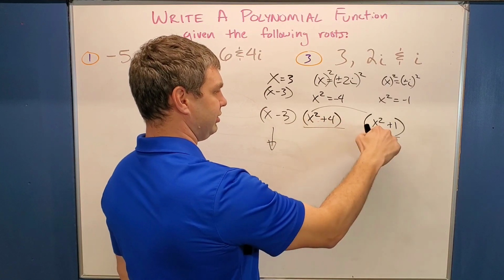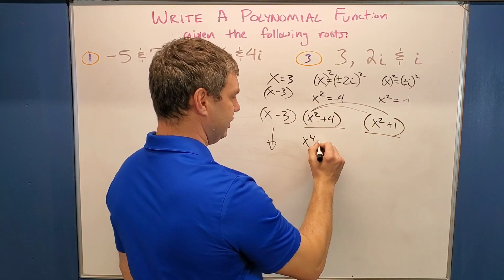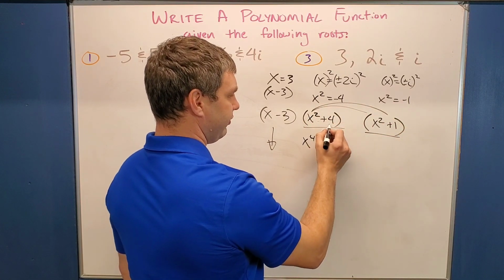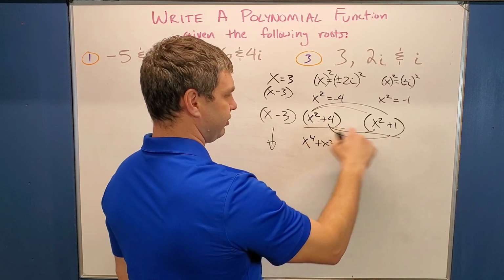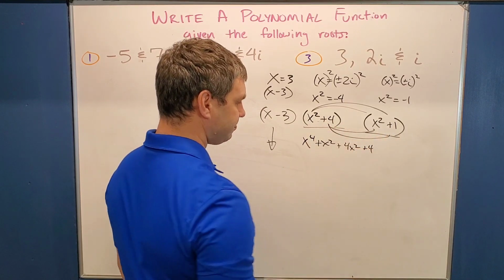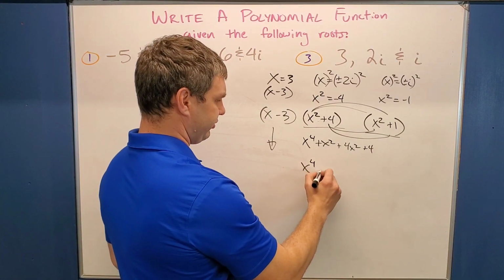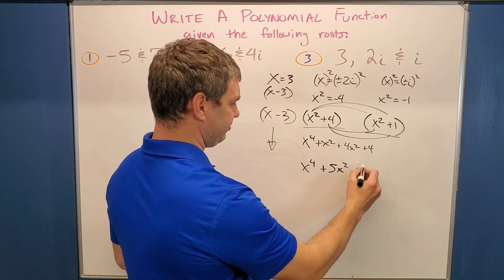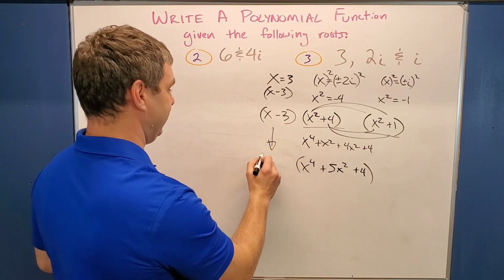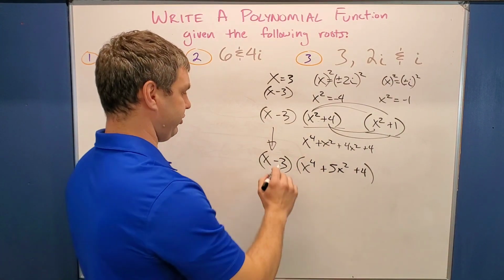If I take x squared times x squared, that's going to be x to the 4th. X squared times 1 is x squared. And then 4 times x squared is 4x squared. And lastly, 4 times 1 is 4. Okay, so if I put together the two middles there, I think I end up with x to the 4th plus 5x squared plus 4. And then now we're going to take our x minus 3 from the beginning and multiply that through. Okay, let me do this really quick for you.